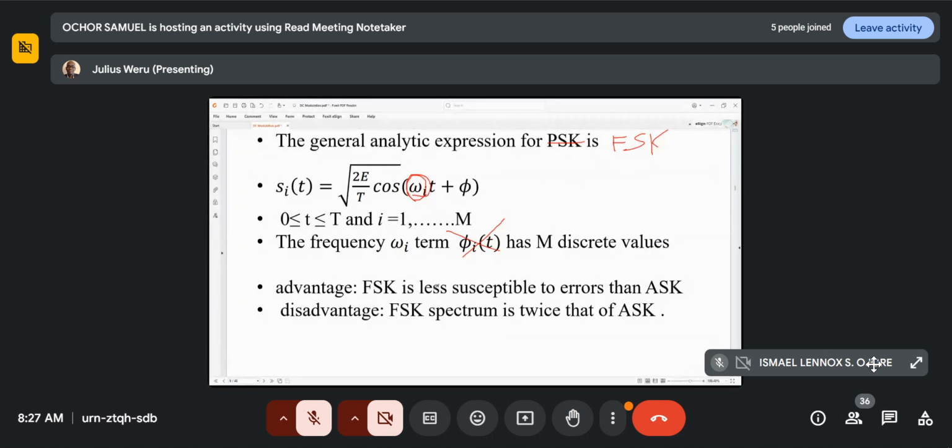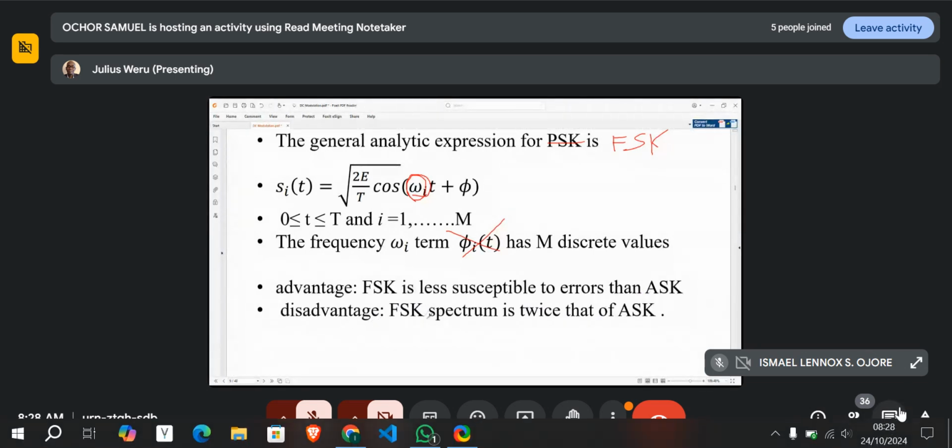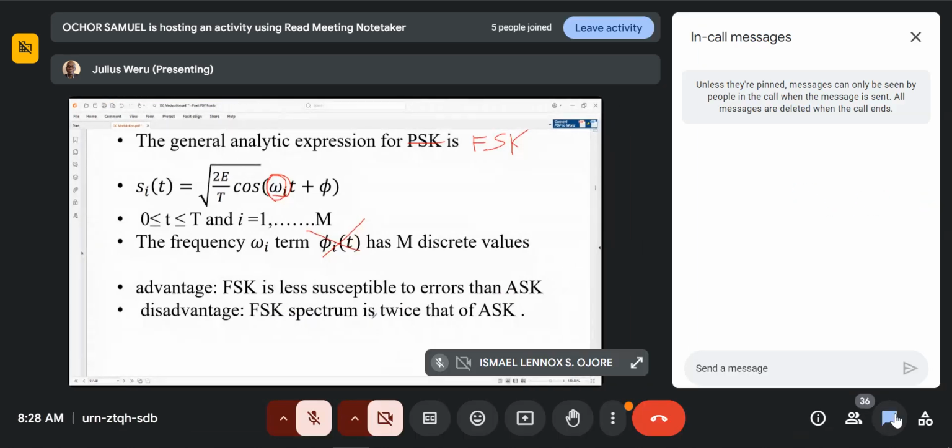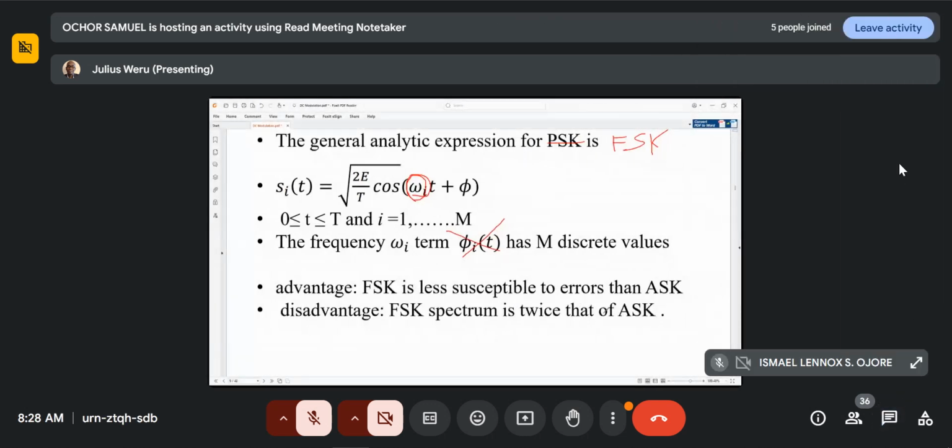Because this is what is varying, this goes from 1 to M. So it depends on what M is. If M is 2, it is binary, if M is 4, it is quadrature. So M can vary up to any value. Advantage: it is less susceptible to errors than ASK. Disadvantage: it uses twice the spectrum of ASK.